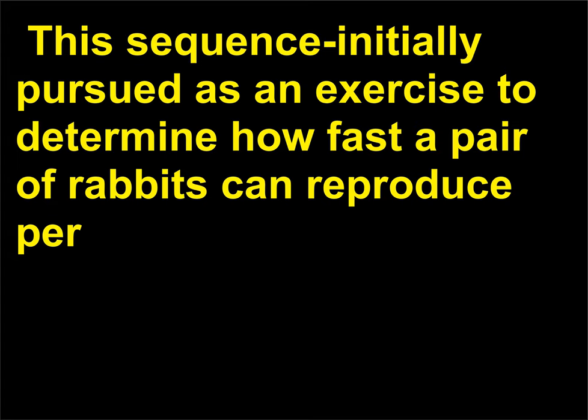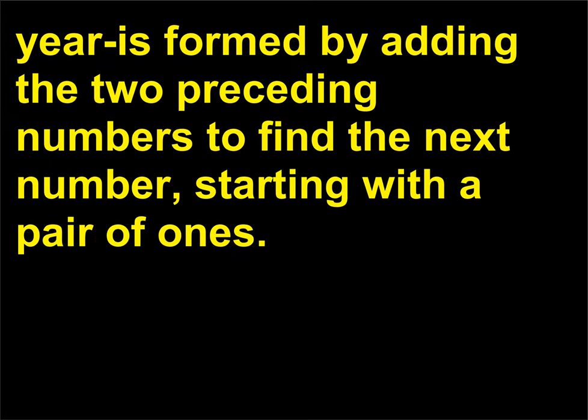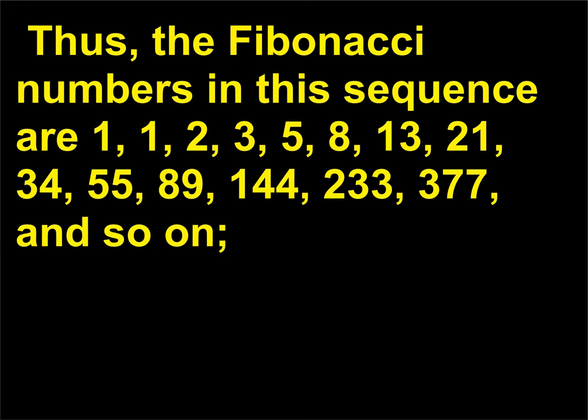This sequence, initially pursued as an exercise to determine how fast a pair of rabbits can reproduce per year, is formed by adding the two preceding numbers to find the next number, starting with a pair of ones. Thus, the Fibonacci numbers in this sequence are 1, 1, 2, 3, 5, 8, 13, 21, 34, 55, 89, 144, 233, 377, and so on.